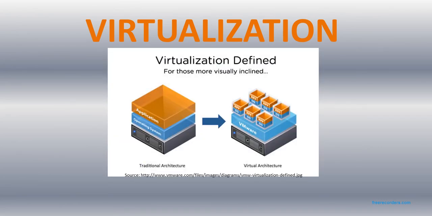Now, typically, what we have in most networks is this scenario right here, the traditional architecture scenario, where we have one piece of hardware, and on that hardware you install an operating system like Windows Server. And on that operating system you would have your applications, whatever you happen to be using.